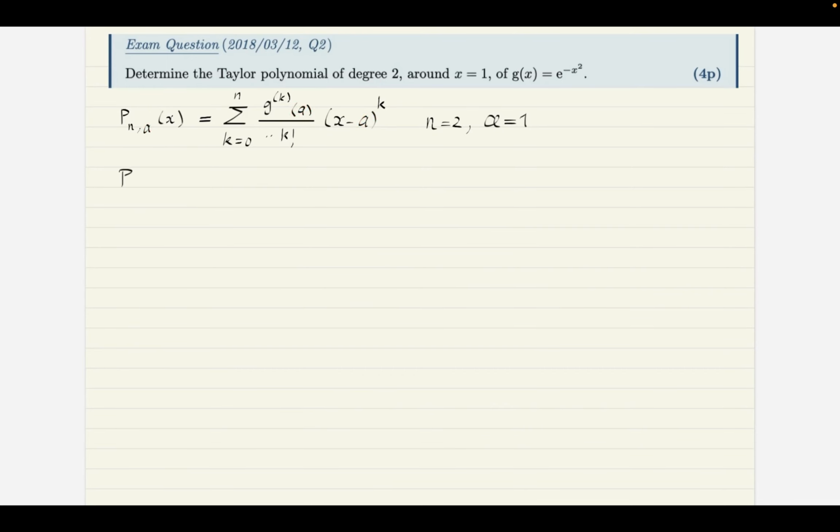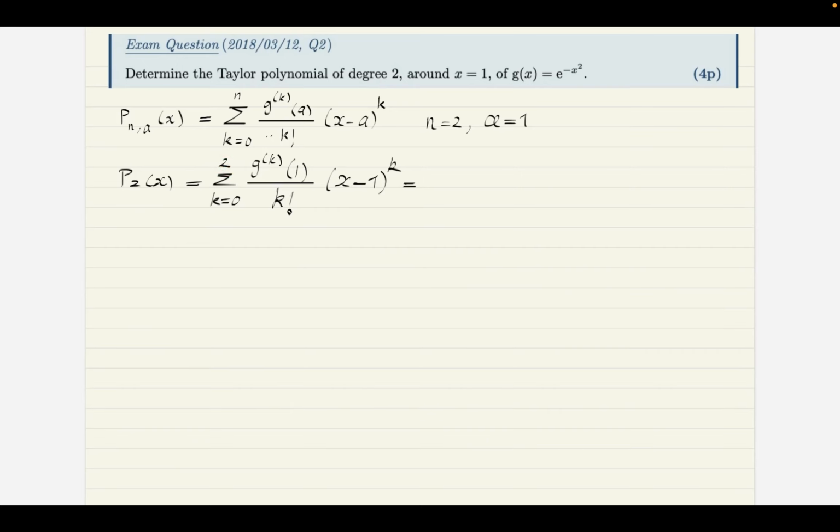So I would write p sub 2 of x equals sigma, k goes from 0 up to n, which in this case is 2, the kth order derivative of g calculated at a, which is 1, divided by k factorial, and then multiplied by x minus a, that is x minus 1, to the power k. So how many terms are involved in this sigma? 3. k equals 0, one term, k equals 1, second one, and k equals 2, the third one. I've always preferred to open it up, okay?